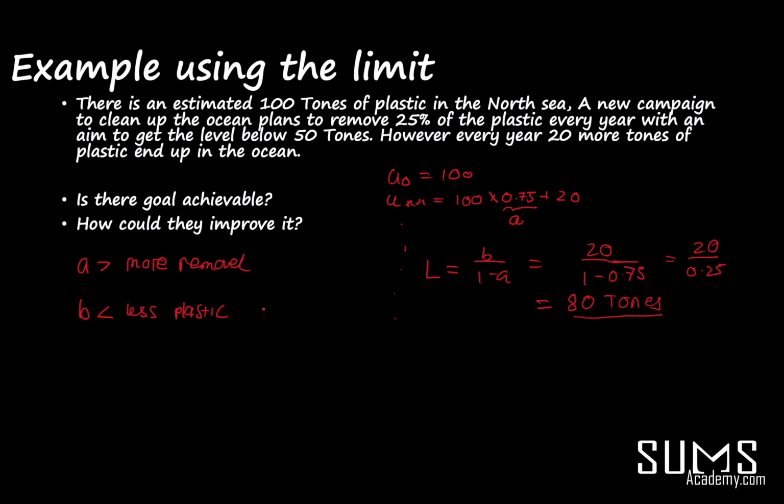So what would the graphs of these look like? For A being greater, so this is the original one here, when more is removed, you start here, but you just get a deeper or lower limit. And then again for B being less, you'll just get a steeper line, because more is being reduced every time. It's very similar.